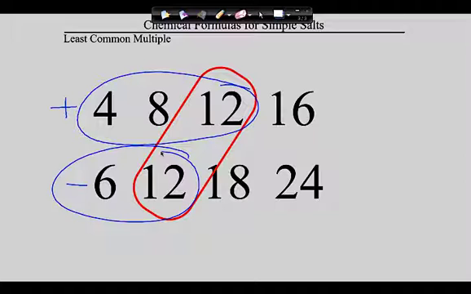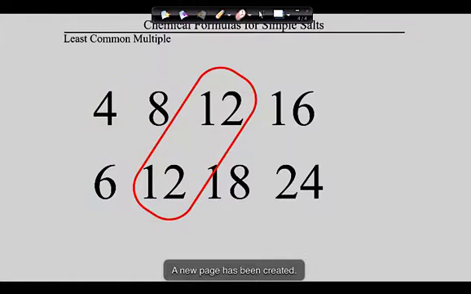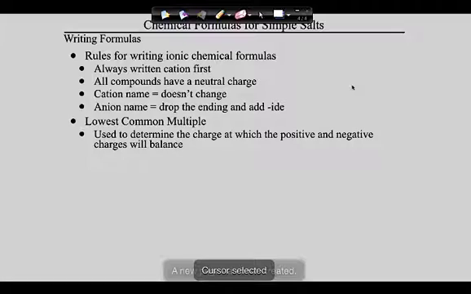Okay? So, why do we care then about the least common multiple? Or lowest common multiple? Guys, we do that because this determines the charge at which the positives and negatives will first balance.